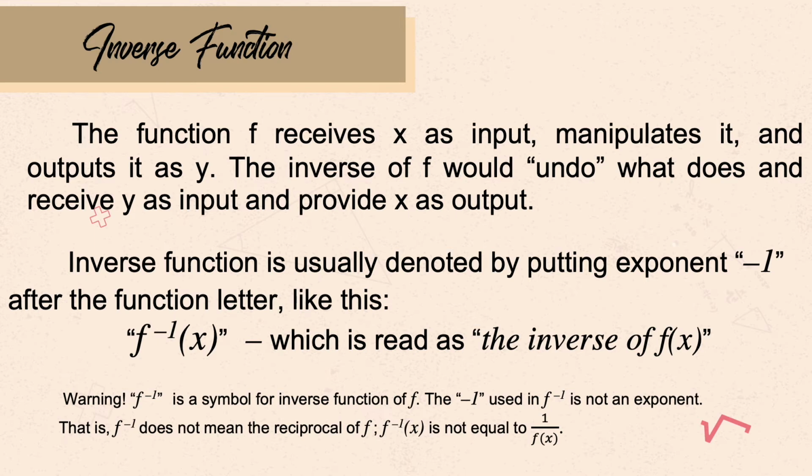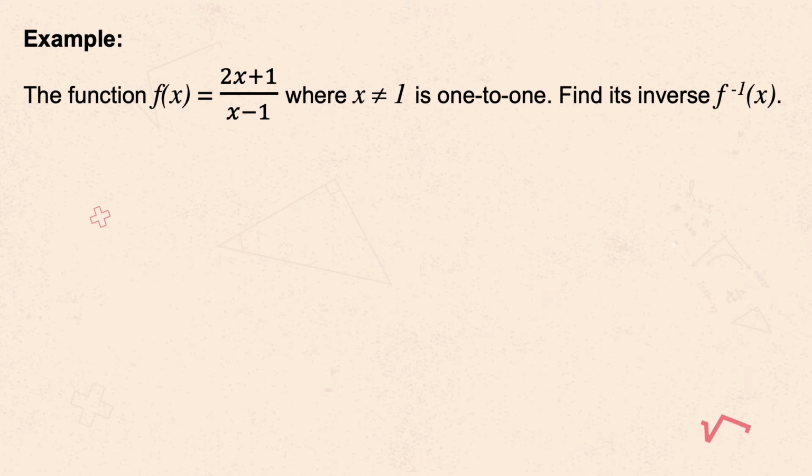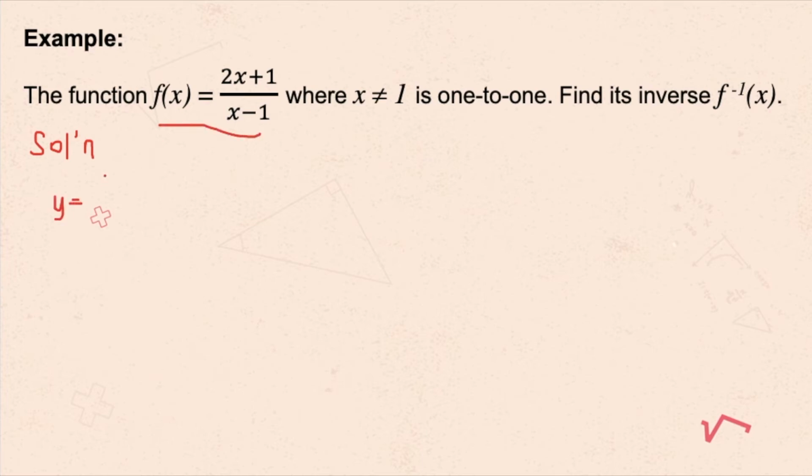Let's start with this first example. The function f of x equals 2x plus 1 all over x minus 1, where x is not equal to 1, is one-to-one. Find its inverse. So the first thing you have to do in finding the inverse of this is change f of x to its original variable, which is y. So this will be y equals 2x plus 1 all over x minus 1.